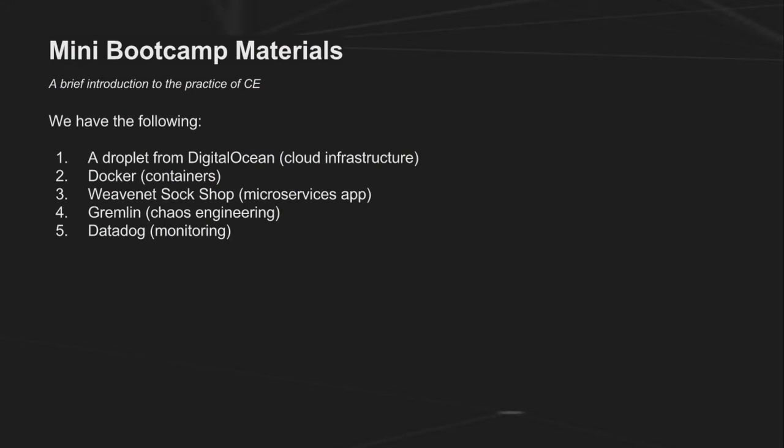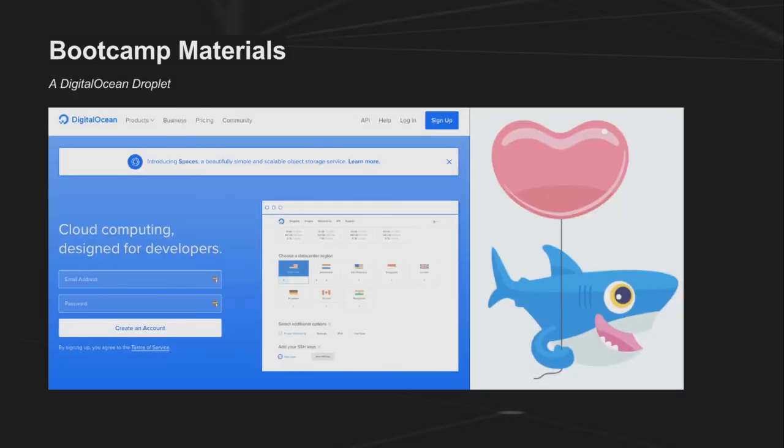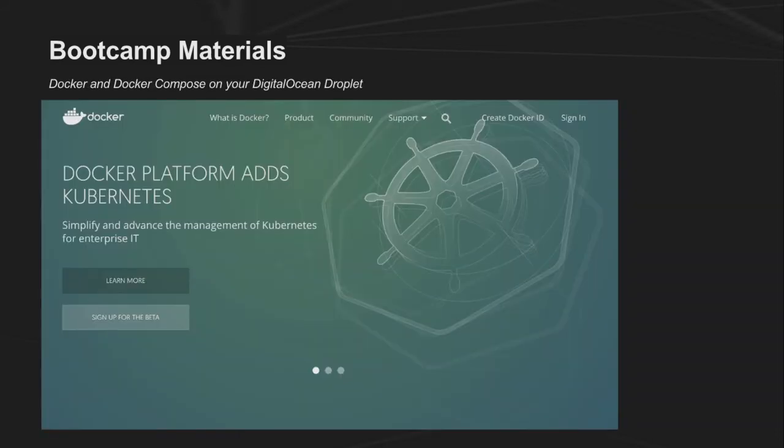So what I built was a droplet from DigitalOcean for your cloud infrastructure, Docker for containers. I have an app that we can use, then also Gremlin for chaos engineering, Datadog for monitoring. So I have a DigitalOcean droplet. You could use AWS, Azure, whatever. Docker, do you use containers here or not yet? Yeah, cool. So it could be Kubernetes, Docker, something like that.